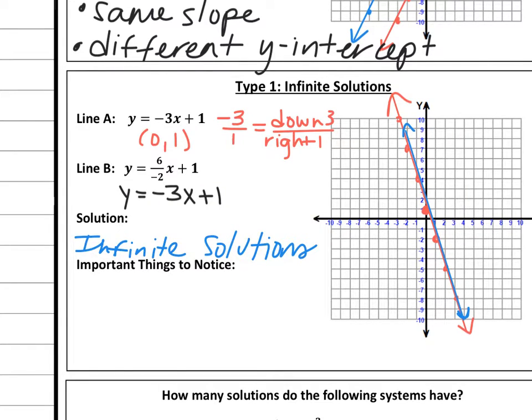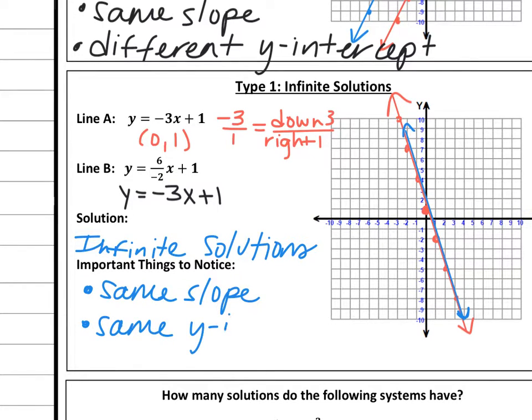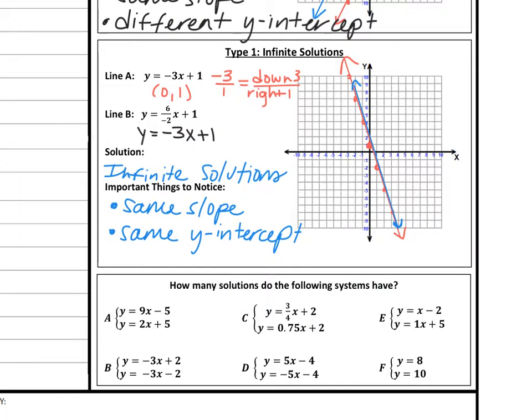Okay, so same slope and the same y-intercept. Yeah, great. So everything is the same. And because of that, you get two of the same exact line, and they cross all the time, and so it's infinite solutions.